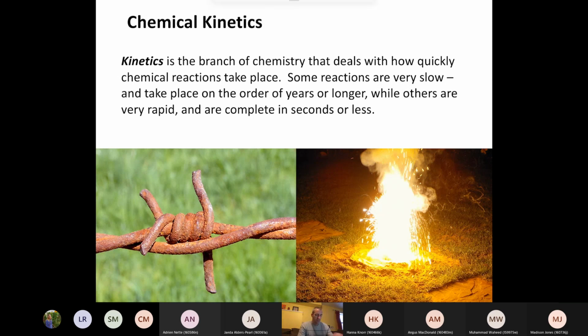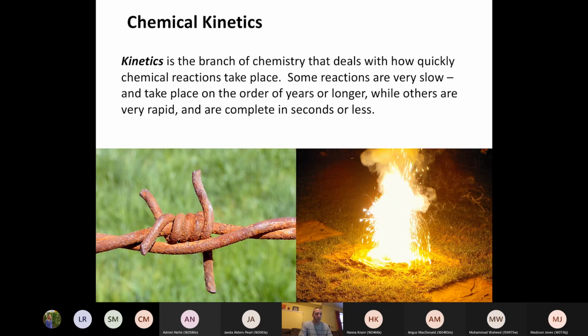So what we're going to be looking at in this chapter is rates of reactions. We're going to be looking at chemical kinetics. And really, this is an extremely important question in chemistry, because what this tells us is how fast something happens and what factors control how fast a chemical reaction can happen.